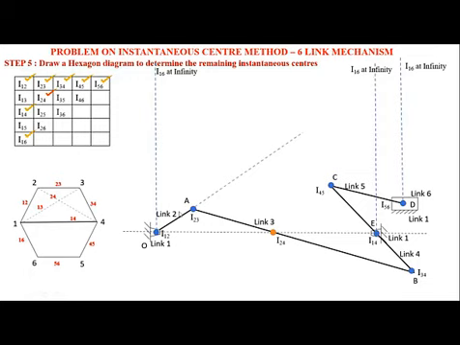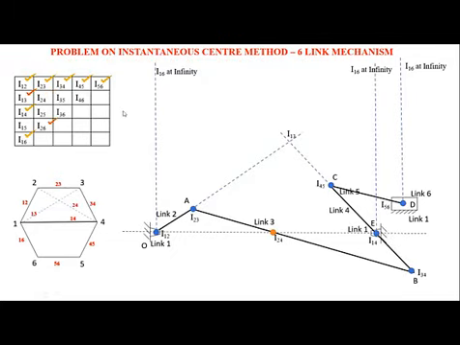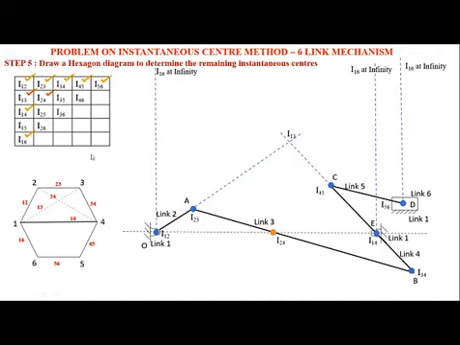Obviously we have drawn a line from I12 to I23 and extended, and we have drawn a line from I34 to I14 and extended. Both will intersect at one point. That intersection point is I13. So now this is located. We have to go with the remaining instantaneous centers. So we have located up to I13.